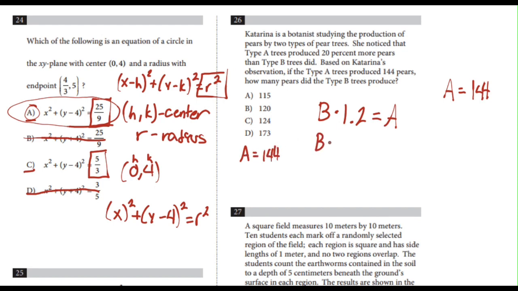We're going to get B times 1.2 equals 144. And the last step would be to divide both sides by 1.2. And we're going to get that B equals, we can do 144 divided by 1.2 on our calculator. We'll get that this equals 120. So answer choice B.